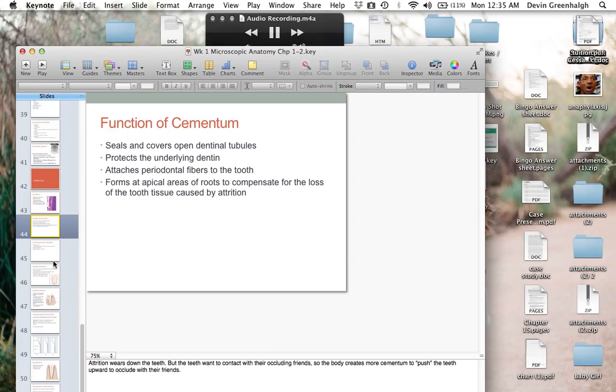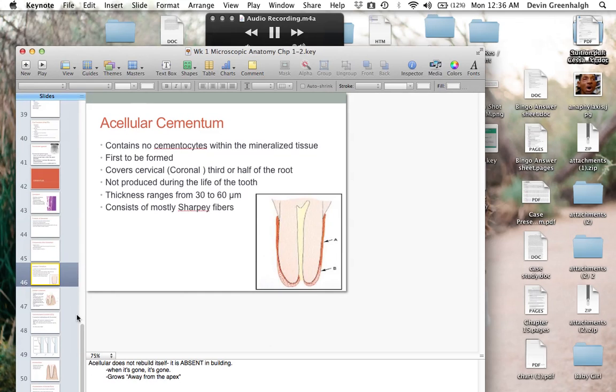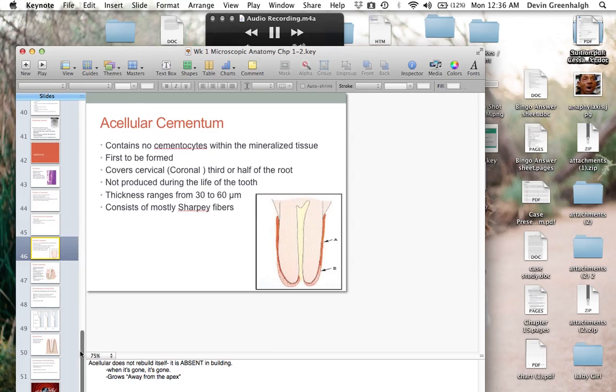What makes up cementum? You have organic matrix, which is densely packed collagen fibers in a gel, and a mineralized portion. There are no blood vessels or nerves in cementum. Two different types of cementum: acellular, which is absent in the building of cementum. So acellular contains no cementocytes. It's the first to be formed, because remember, it starts with an A, first to be formed. It covers the coronal half of the root. It's not produced during the life of the tooth. And it consists mostly of Sharpey's fibers.